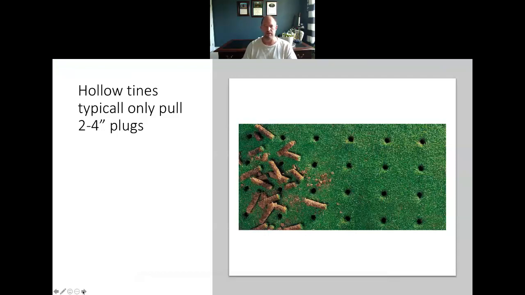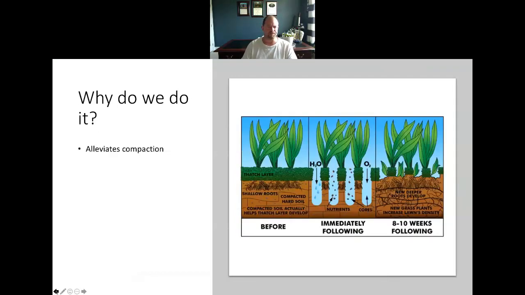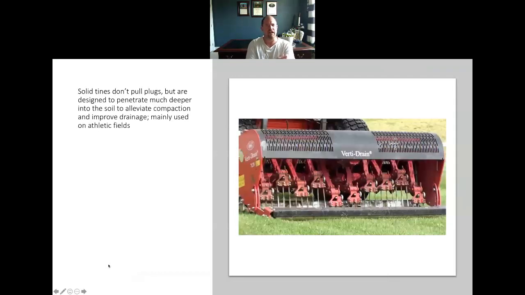Solid tines don't pull plugs, but are designed to penetrate much deeper into the soil to alleviate compaction and improve drainage, mainly used, again, like I said, on sand-based athletic fields. Sometimes you can get a layering in soils, and this helps to alleviate that and compaction in soils. We don't typically use these type of units in a traditional native soil turf situation.